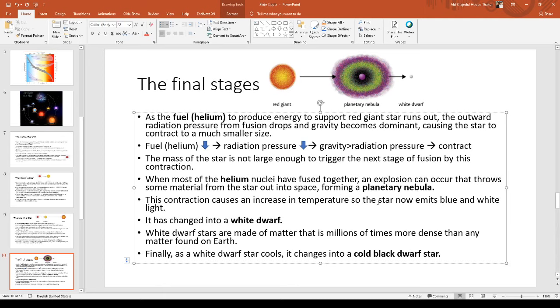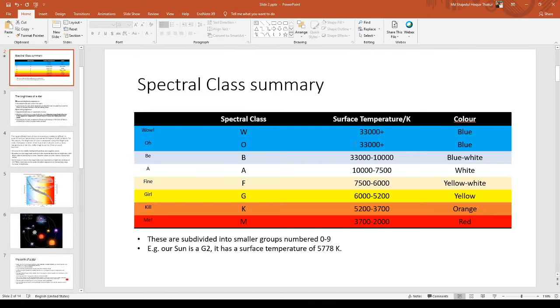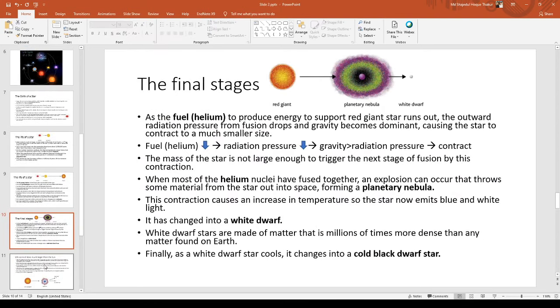The star now emits blue and white light, mostly white and some slight blue, because as you can remember, the high temperatures are white or blue white, right? White and blue white are the high temperatures. Okay, now that's planetary nebula. So that's white dwarf.